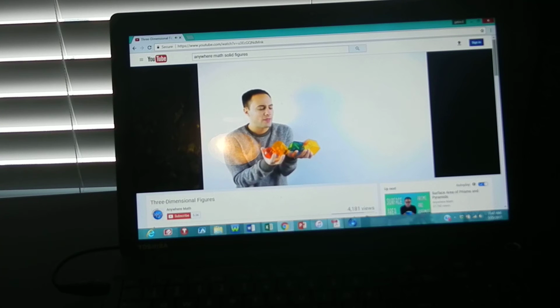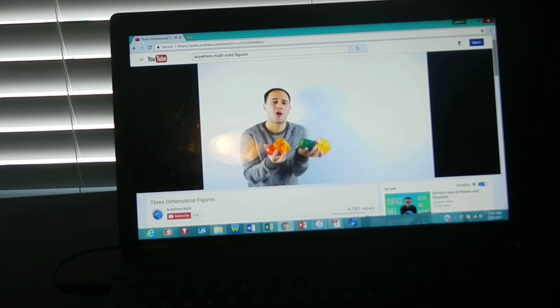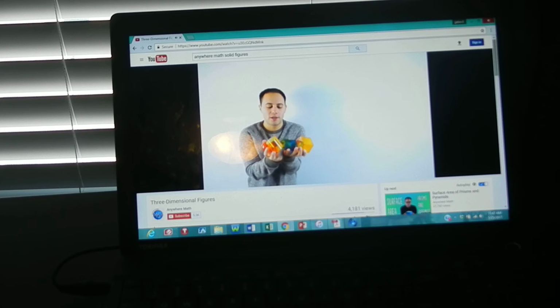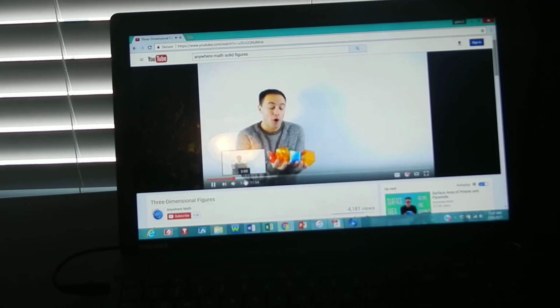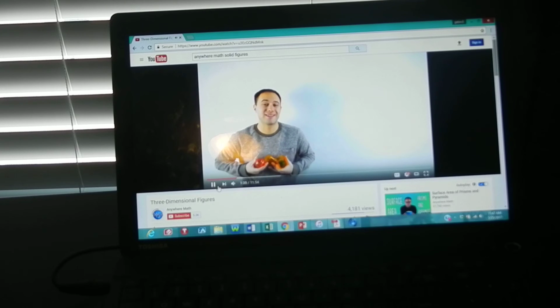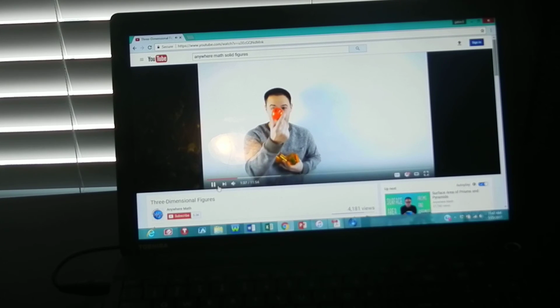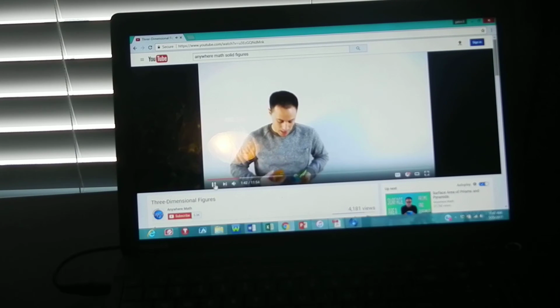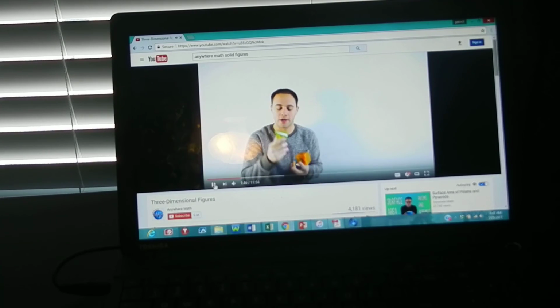Okay. The next word we're going to talk about is polyhedrons. Well, which ones of these are polyhedrons? Polyhedrons are three-dimensional figures, right? But all of the faces are polygons. So that means if there's anything that looks rounded, like a sphere, it's not a polyhedron. So this doesn't work. Cylinder is also not a polyhedron. Cone, not a polyhedron.